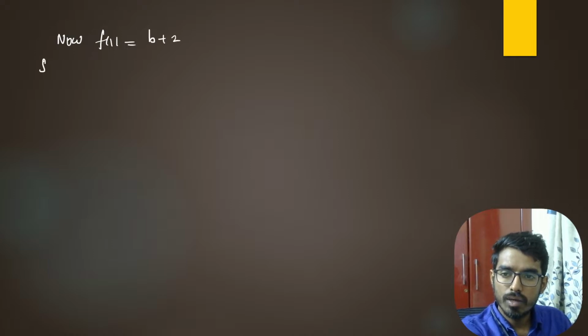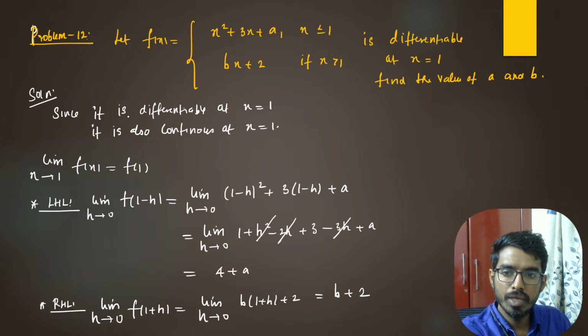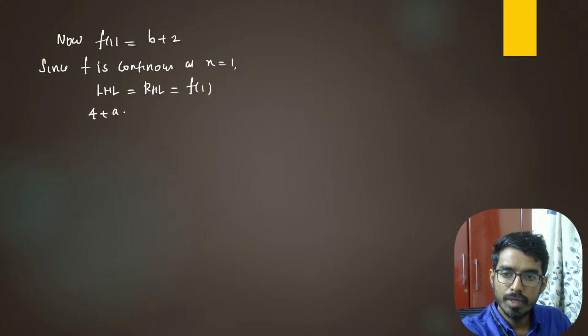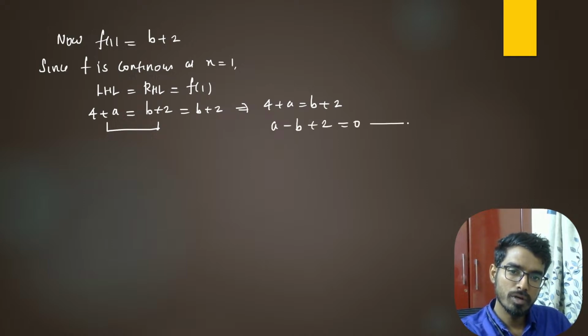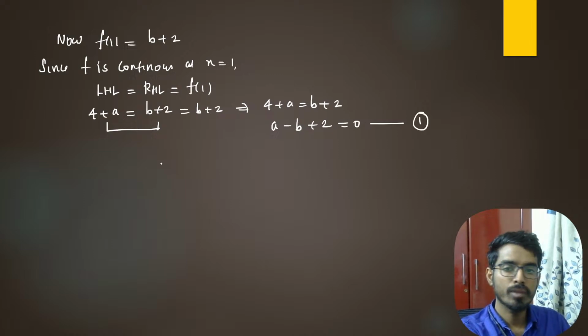Now since f is continuous at x is equal to 1, your LHL, your RHL, your function value all have to be equal. Your LHL is 4 plus a, your RHL is b plus 2, function value is b plus 2 again. That means these two have to be equal. So 4 plus a is equal to b plus 2. So that means a minus b plus 2 equal to 0. Call this equation number 1.